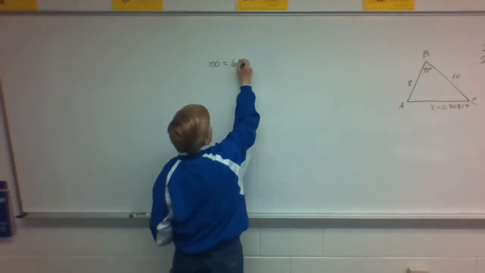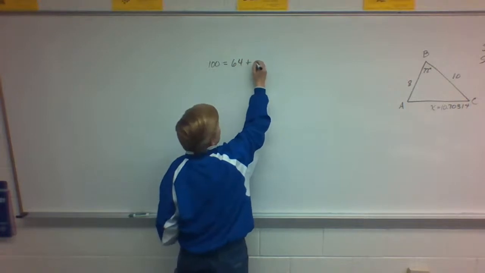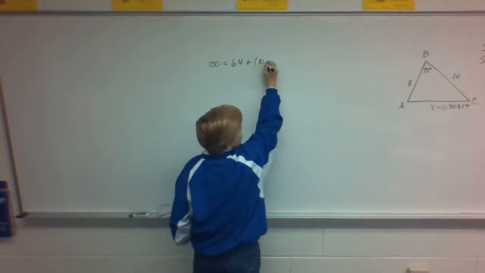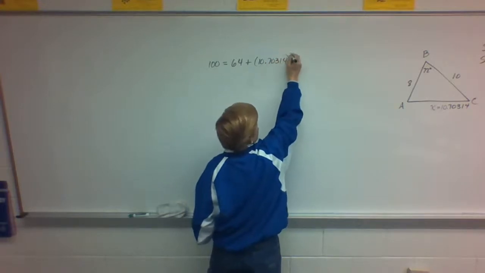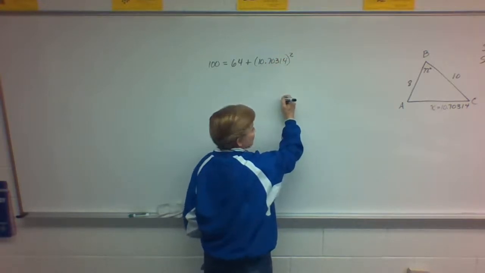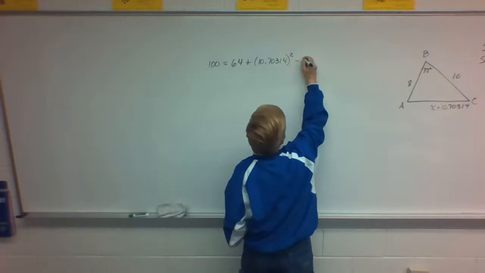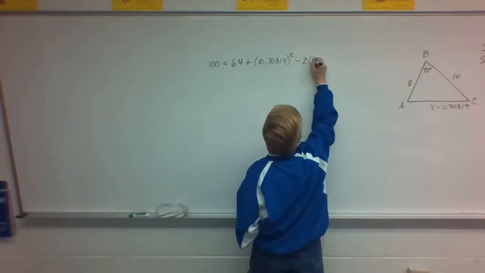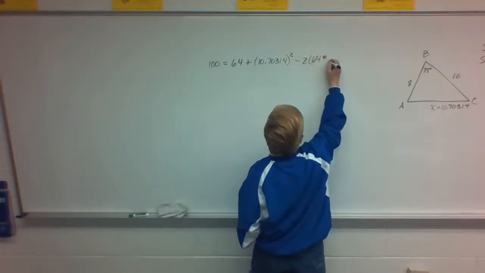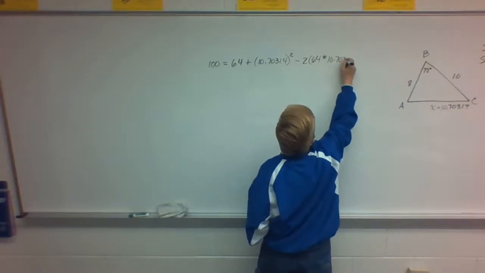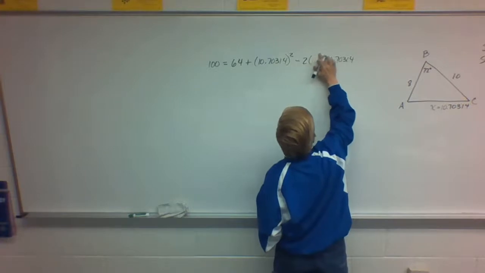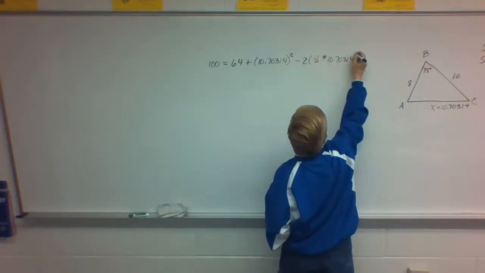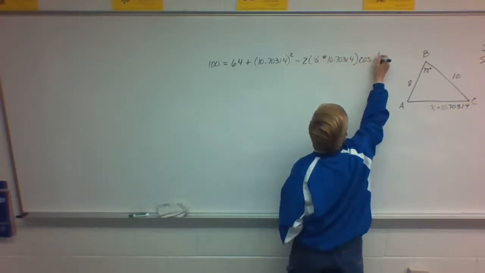That'll be 64 plus whatever 10.70314 squared is. Are you with me so far? Okay. Minus 2 times 64 times 10.70314. Isn't it just 8 and 10? Oh yeah, just 8. You're right. 8. Yep, thank you. 8. Then the cosine of A.